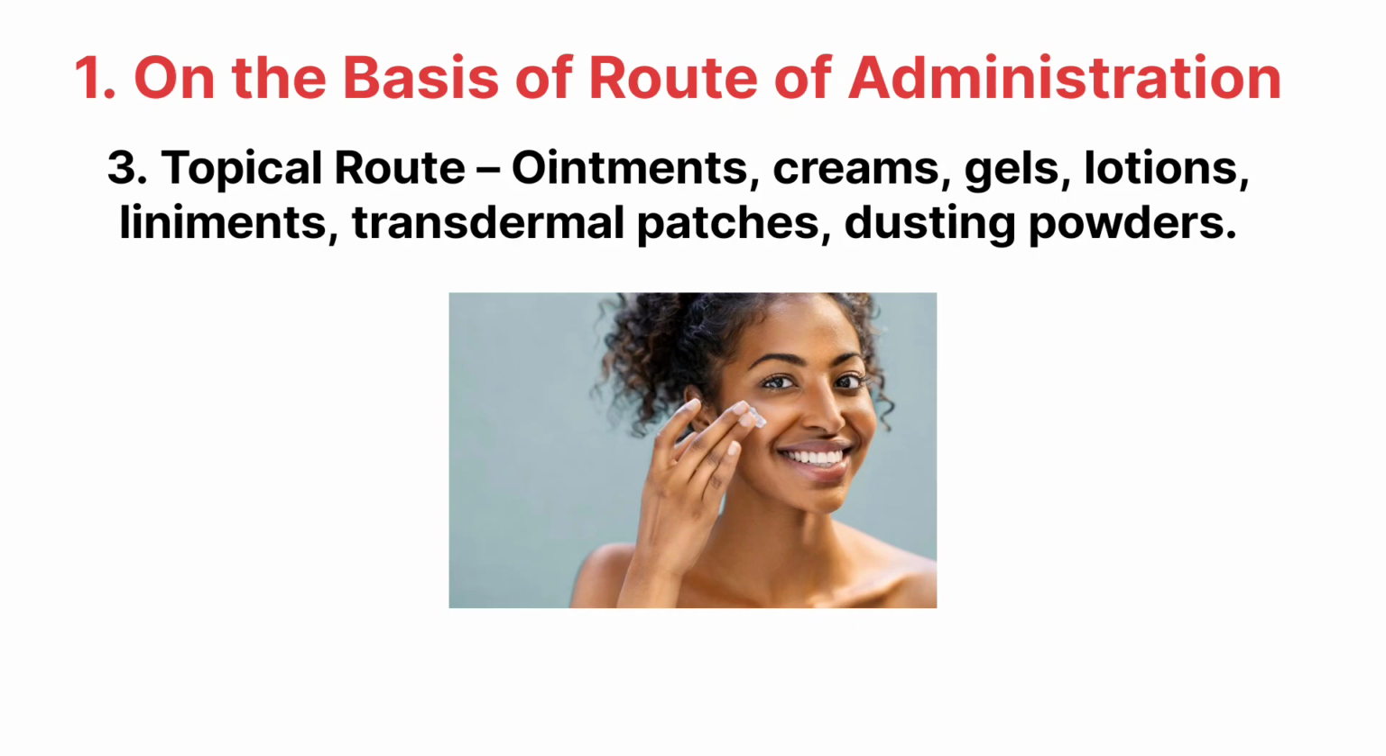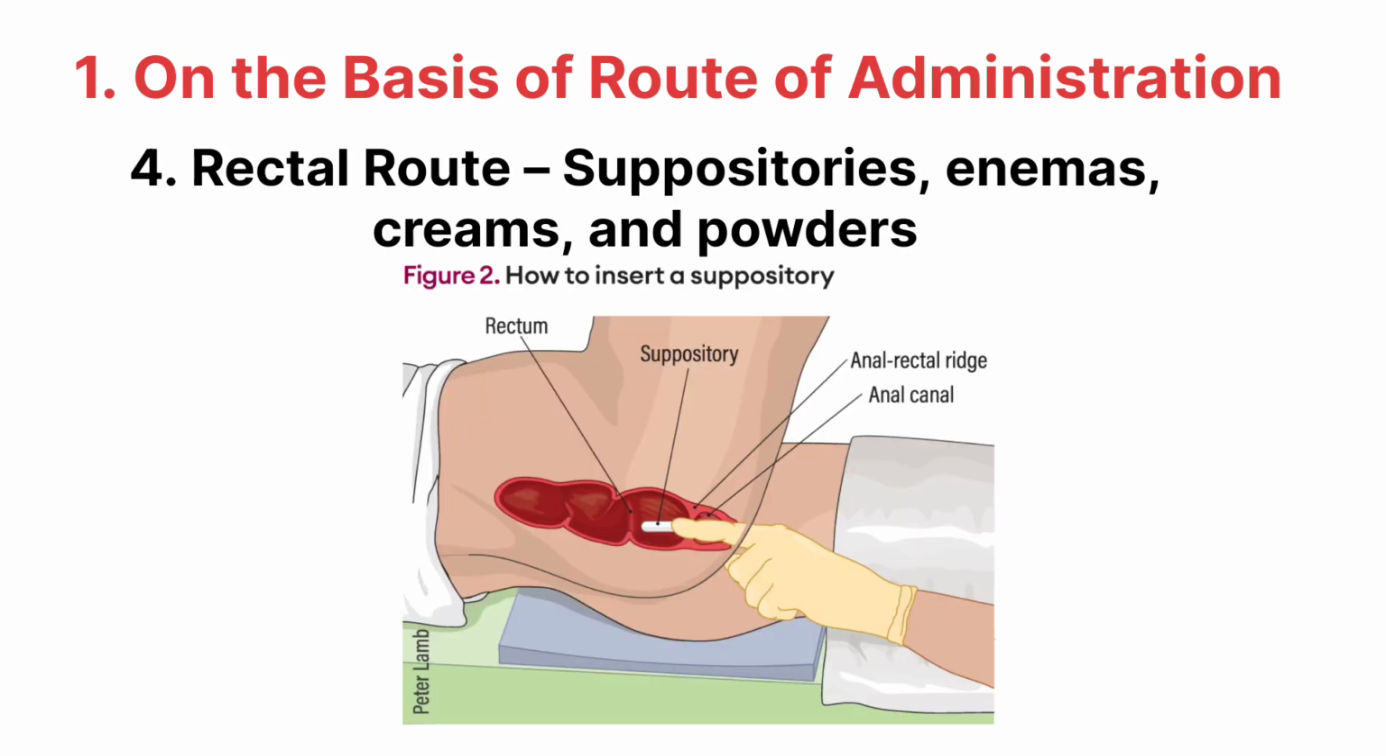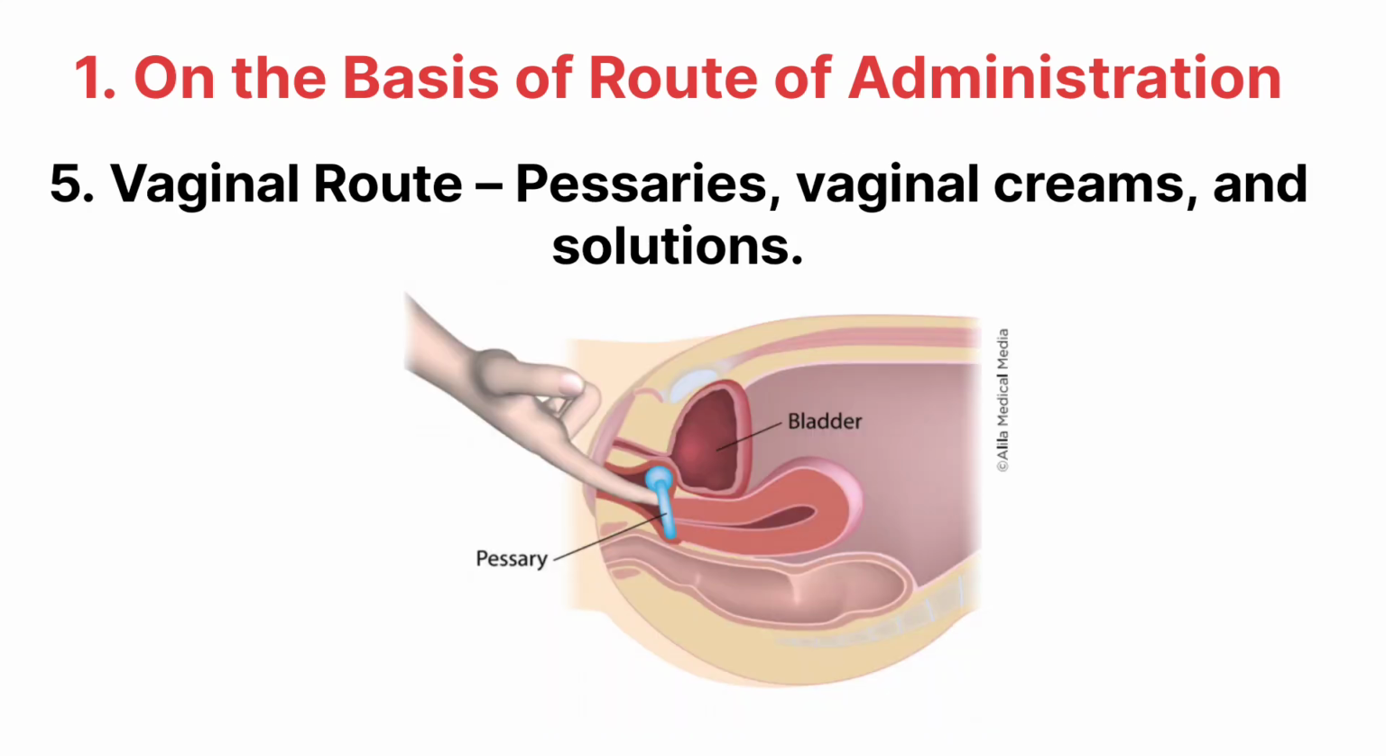3. Topical route. Ointments, creams, gels, lotions, liniments, transdermal patches, dusting powders. 4. Rectal route. Suppositories, enemas, creams, and powders. 5. Vaginal route. Pessaries, vaginal creams, and solutions.